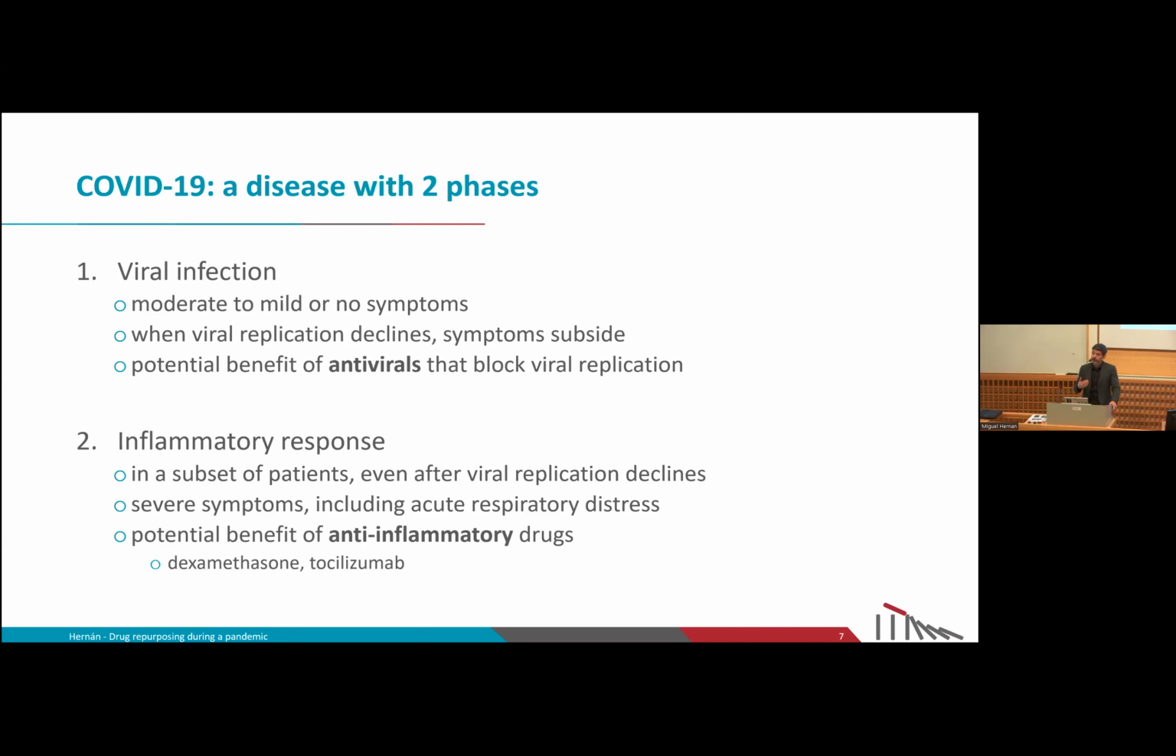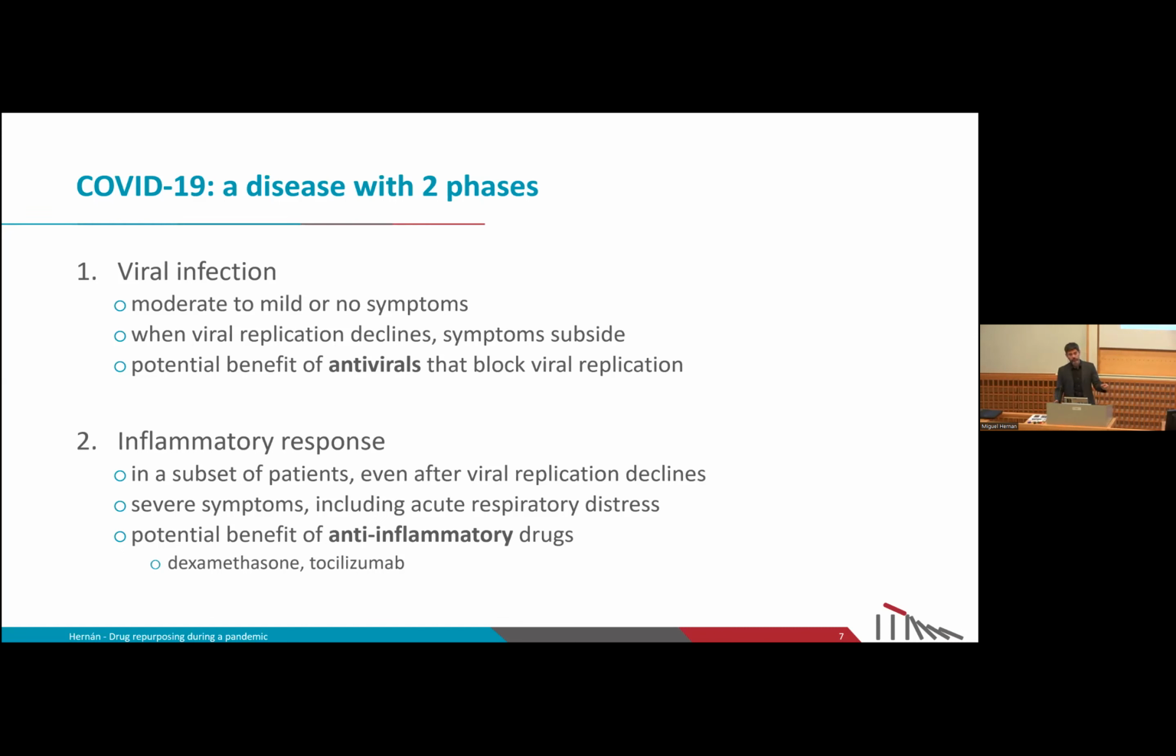some way. Then, for some people, fortunately not for most people, there's a second phase of the disease when there is a hyperinflammatory response. This happens even after viral replication is declining. And this is what leads to the severe symptoms, to the acute respiratory distress, and can lead to death.